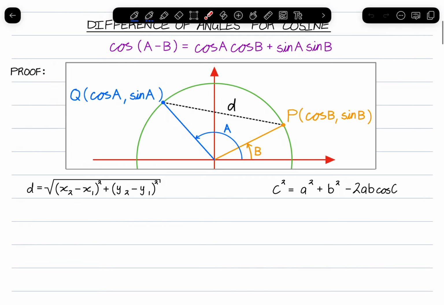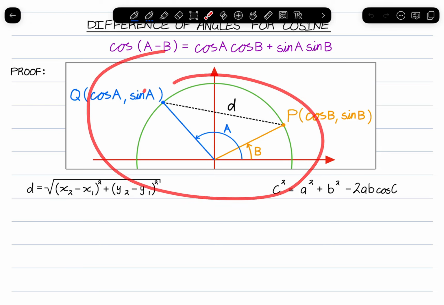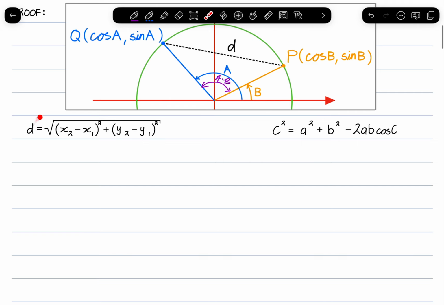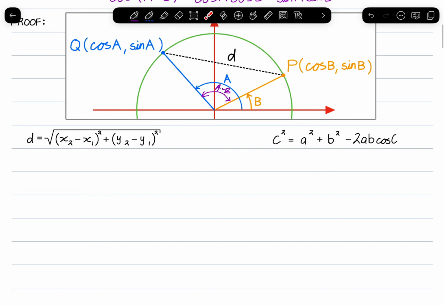So here we go. First, what I've drawn here is a zoomed in version of the unit circle. I've given two angles, angle B and angle A, and we're going to look at the angle A minus B. First, we need to recognize where that angle is. That is here, that is angle A minus B. And you'll see how we're going to prove this expression using the distance formula in coordinate geometry and the cosine rule for the distance here. So let's get to it.